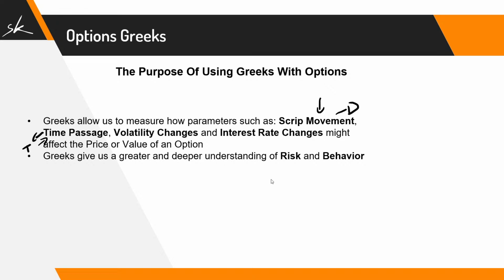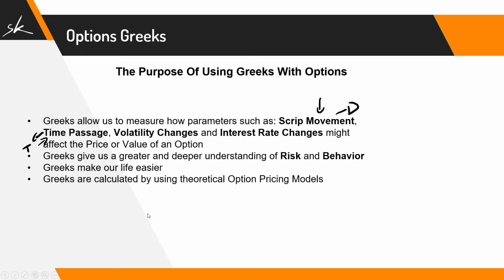So similarly, as we move ahead, you will see why we are choosing certain strikes and certain expiries so that we have the advantage of all these Greeks whenever we are planning some options trade. So Greeks definitely make our life easier. That is the reason we are trying to understand these Greeks and how they behave. And Greeks are calculated by using a theoretical option pricing model, which is based on the Black-Scholes model.